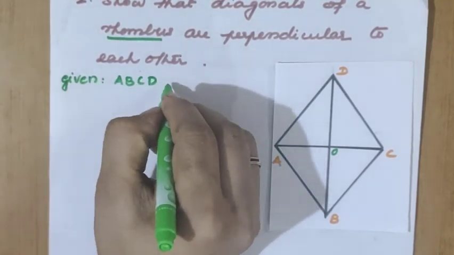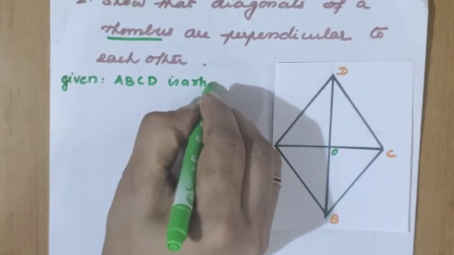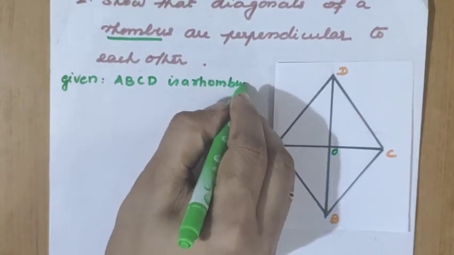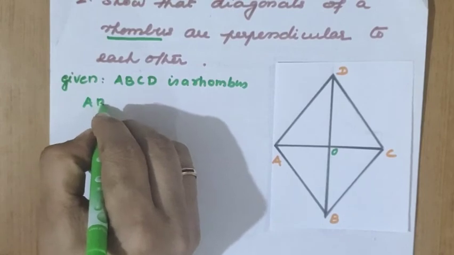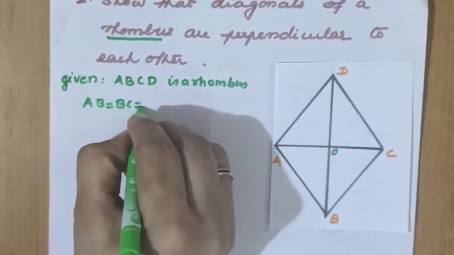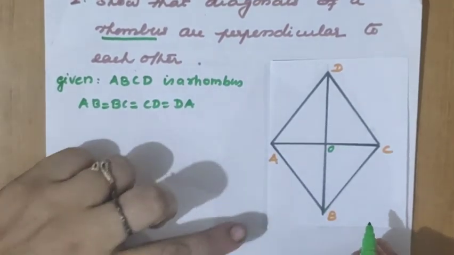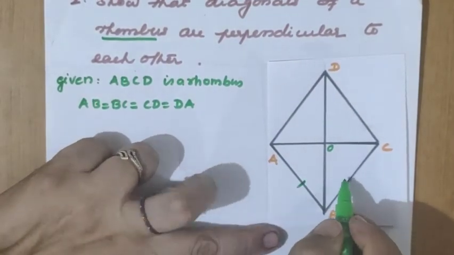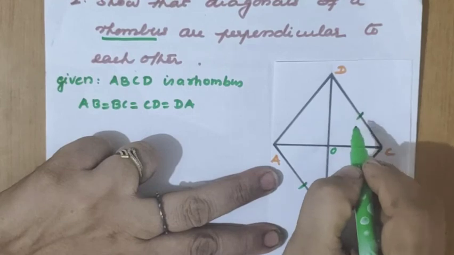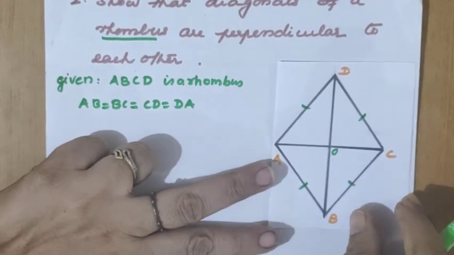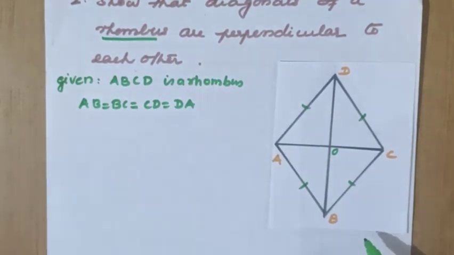If it is a rhombus, what can you write about the sides? All the four sides are equal. So let us write that AB equal to BC equal to CD equal to DA. I can mark in the diagram AB, BC, CD and DA. Now we have to prove that angle O equal to 90 degree.